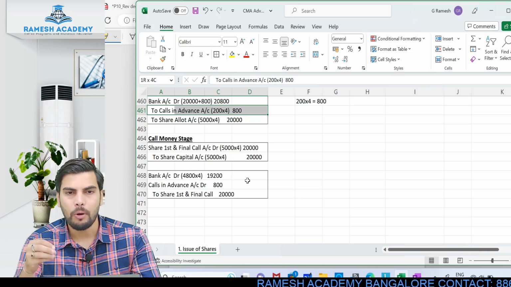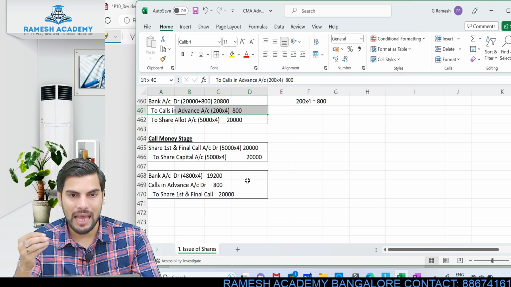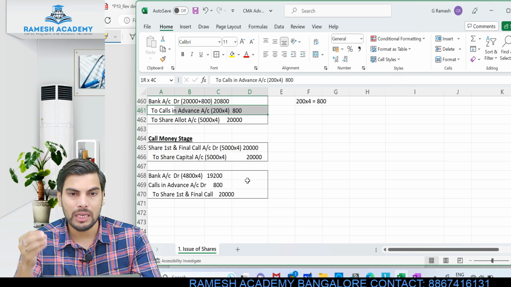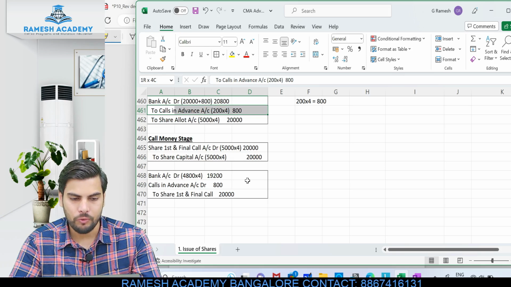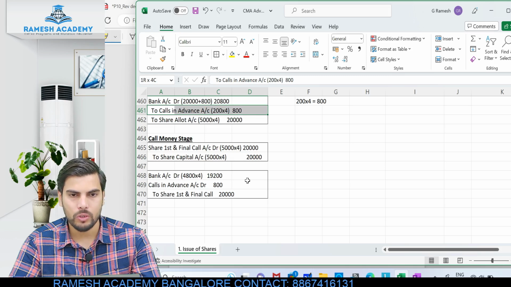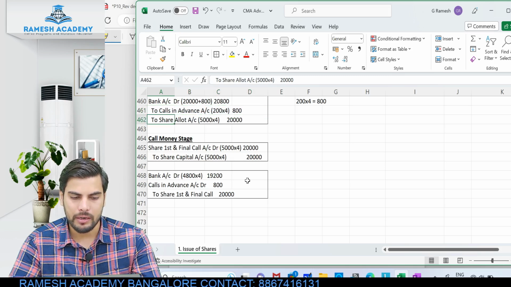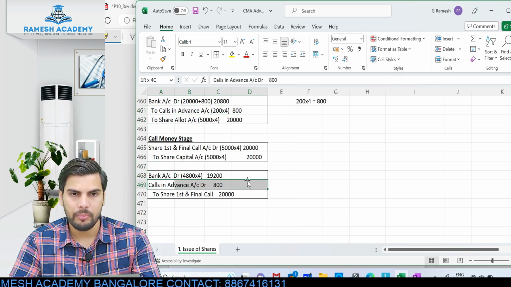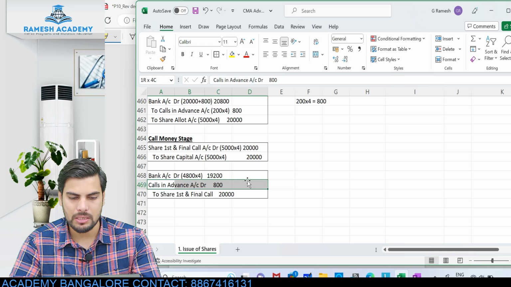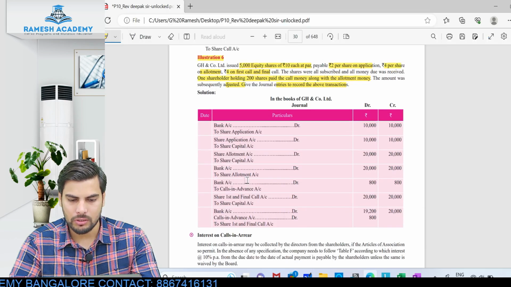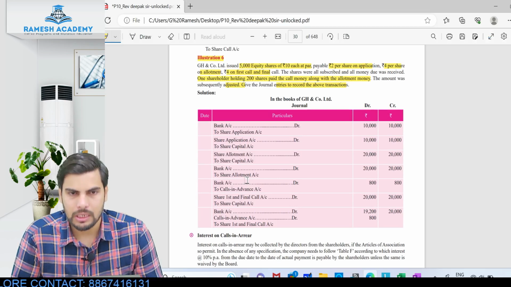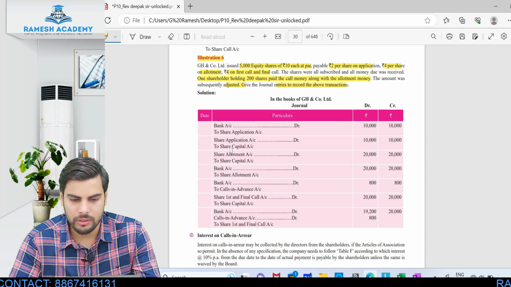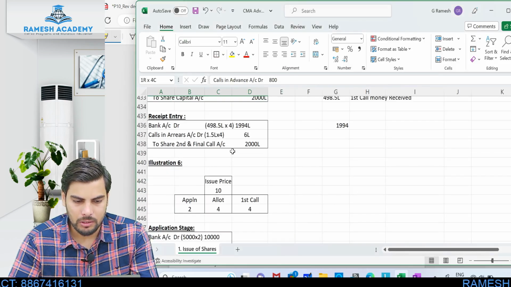So the moment the first and final call is made, we'll be adjusting from the advance amount which was already received. When the advance was received, it was treated as a liability, therefore it was credited. Now when I'm adjusting it, I just need to debit it because I need to nullify the balance. If you have a look at the journal entries in your study material, all the journal entries have been properly given. Let's compare it with our solution.